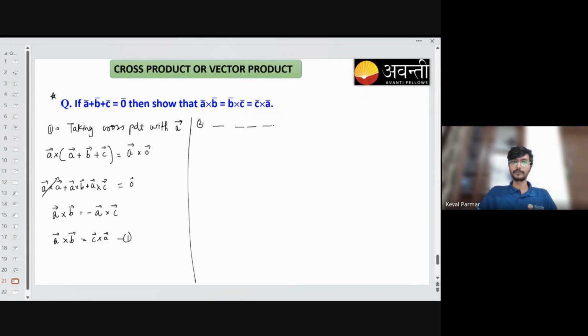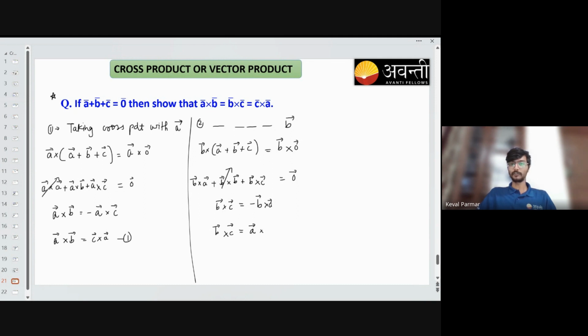Similarly, I'll take cross product with B vector. So I'll get B vector cross A vector plus B vector plus C vector is equals to B vector cross 0. Here तो क्या मिलने वाला है? 0 vector. Here I'll get B vector cross A vector plus B vector cross B vector plus B vector cross C vector. So this is 0. That means B vector cross C vector is equals to minus times B vector cross A vector, which I can write as B vector cross C vector is equals to A vector cross B vector.